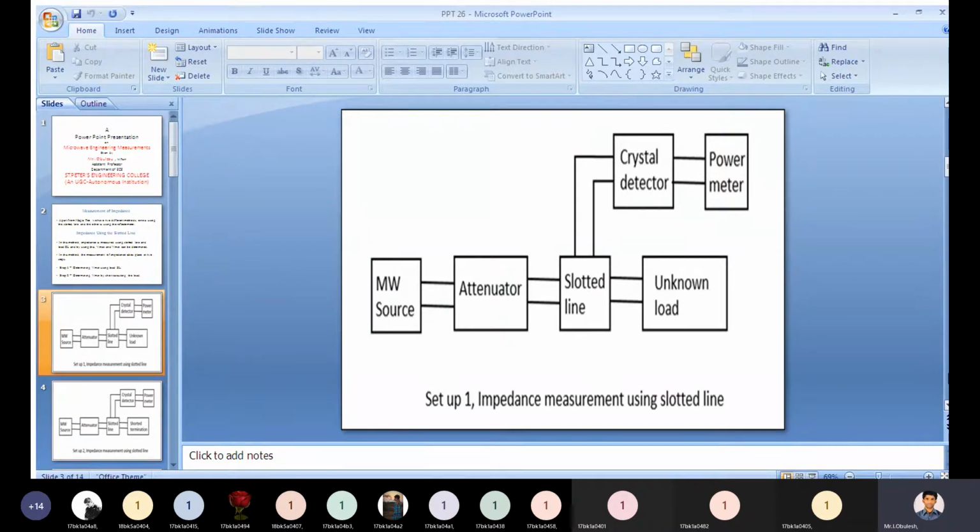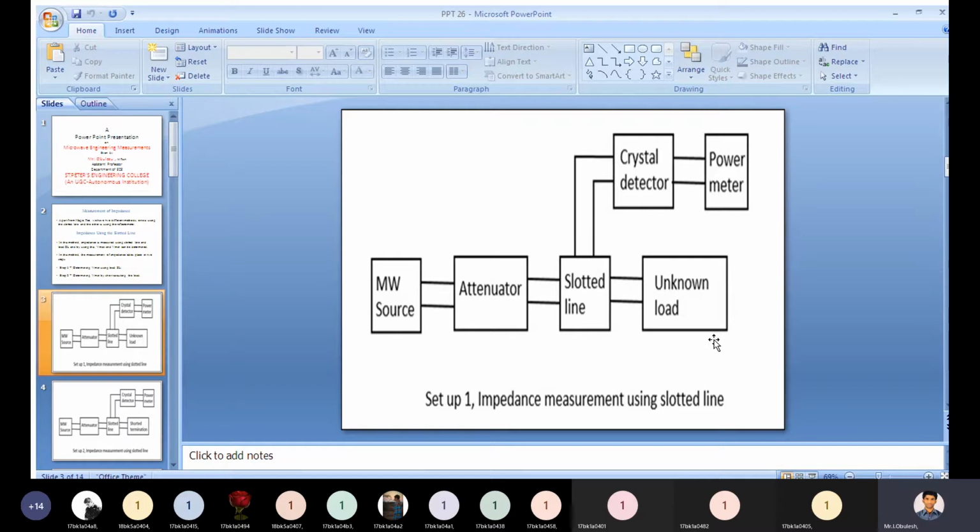See in this, what we discussed in the first point, impedance using the slotted line. This is the measurement using slotted line, step 1. Here you need to apply an unknown load. Step 1 indicates determining V minimum under load impedance value ZL. That only you are representing in this slide.